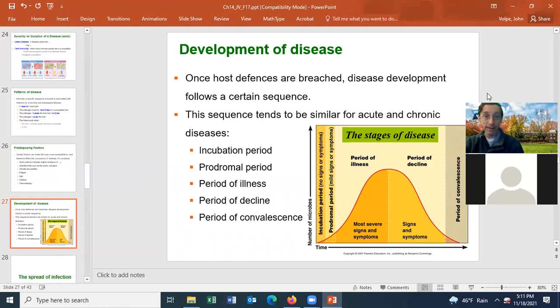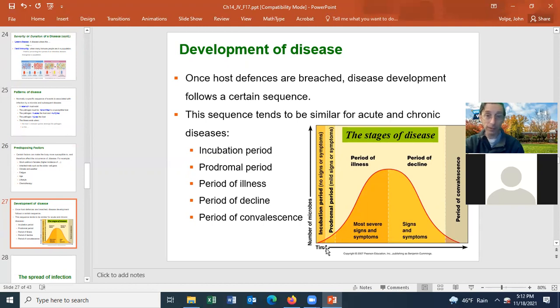Surprisingly, the development of a disease tends to follow the same course regardless of what disease it is. Once the host defenses are breached, disease development follows a certain sequence. And this is similar for both acute and chronic diseases, serious diseases and mild diseases as well. All diseases have an incubation period. The incubation period is the time from when you first get the disease-causing organisms to the time you first have signs or symptoms.